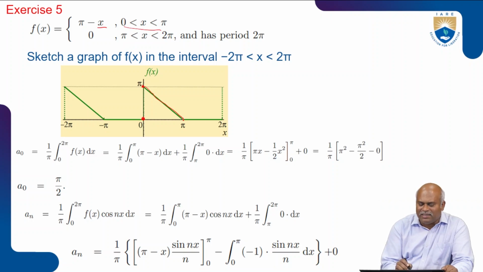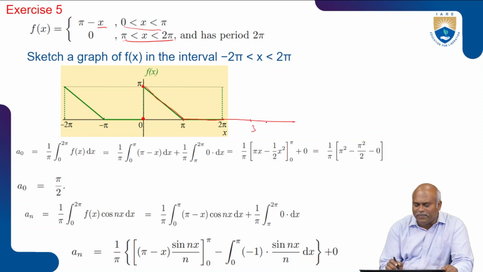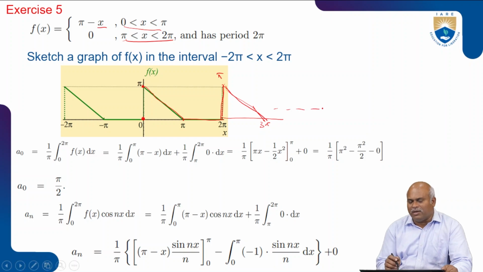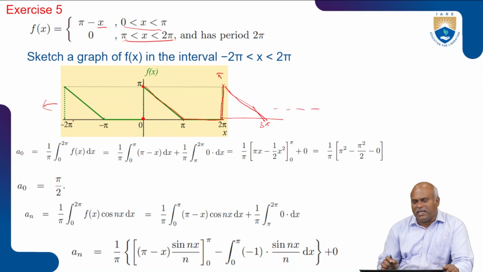Next, from pi to 2 pi it is 0. Next we have 2 pi to 3 pi, and here it is represented up to 3 pi. Here it suddenly increases up to pi, then after that decreases. Like this we continue in both the negative as well as the positive direction.